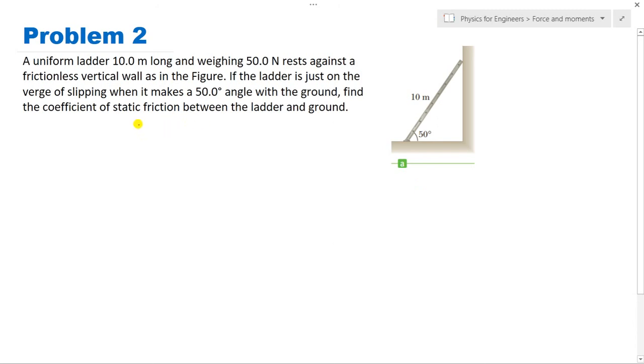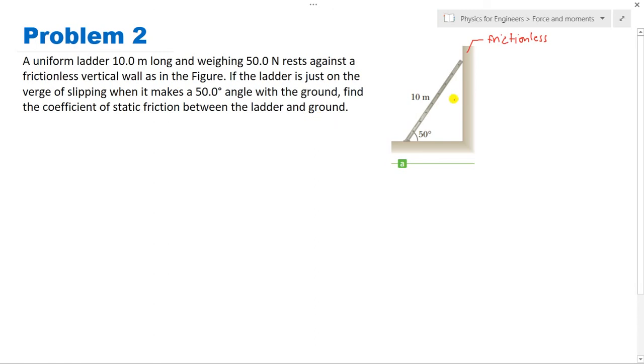So here it states that a uniform ladder 10 meters long, and weighing 5 newtons, rests against a frictionless vertical wall. So our vertical wall here is frictionless, meaning walay resisting force. So ang ladder niini walay nagpugong niya, kay frictionless man. Then if the ladder is just on the verge of slipping when it makes a 50-degree angle with the ground, find the coefficient of static friction between the ladder and the ground.